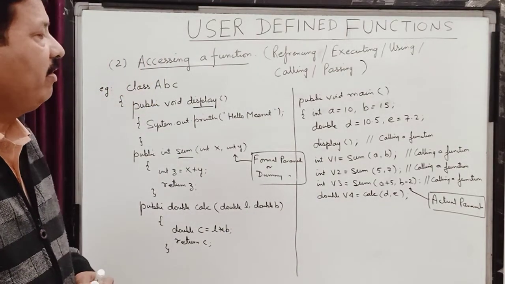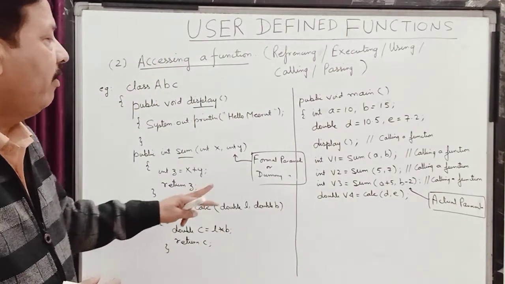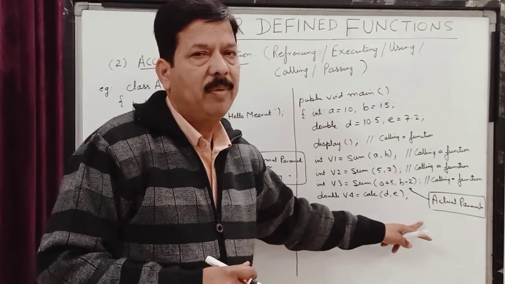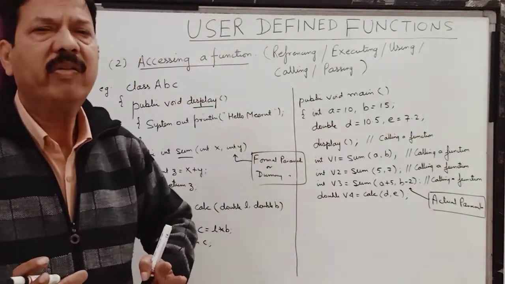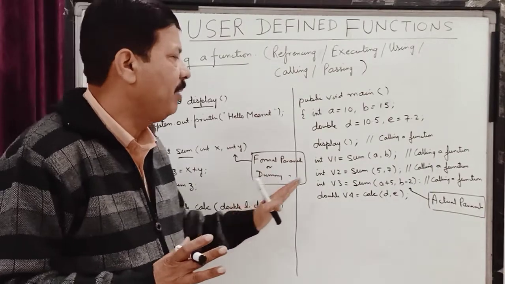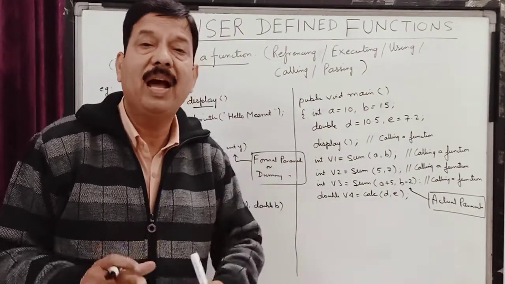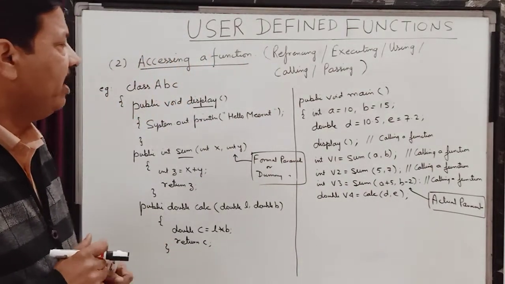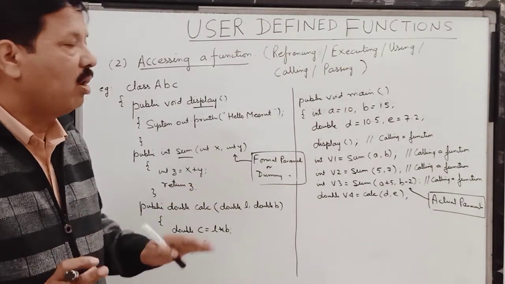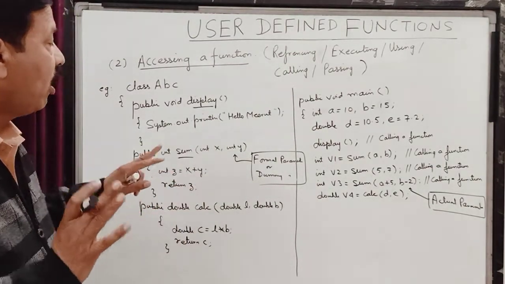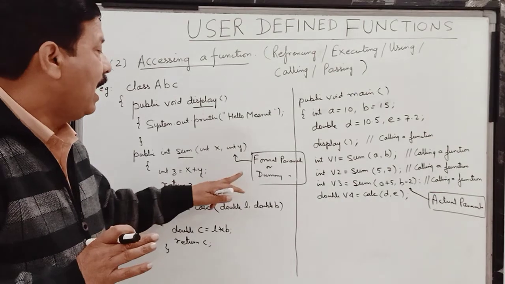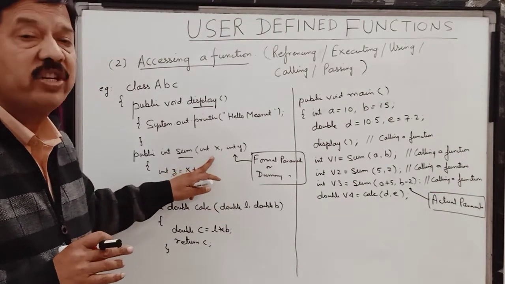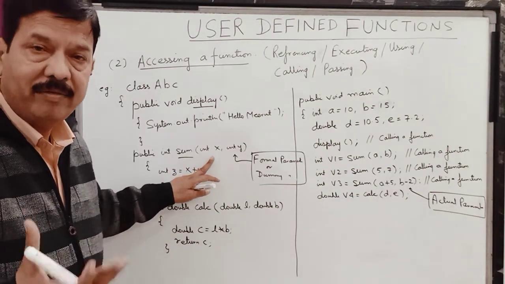Now the next thing which comes over here is the formal parameters and the actual parameters. Many times in the board exam, questions on formal parameters and actual parameters are asked. So children, the next thing which I am teaching you now is formal parameters. Formal parameters, we say, are the parameters which are used at the time of defining a function.